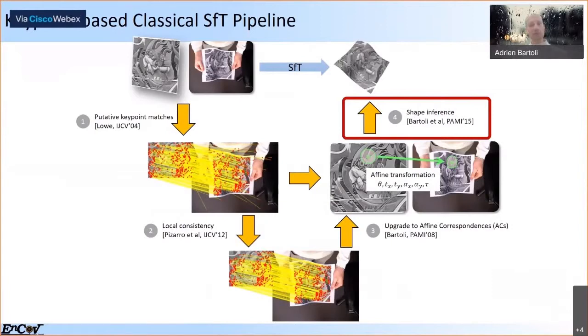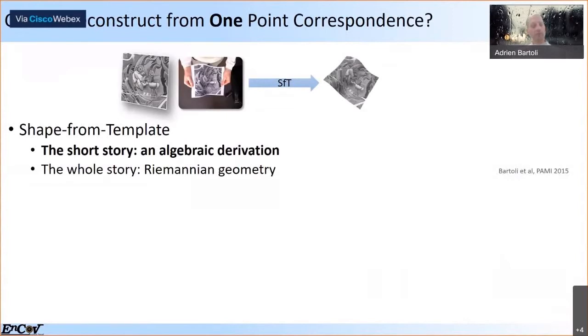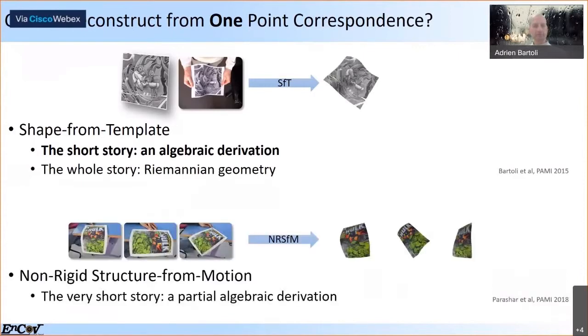And I'm going to now discuss the theoretical foundation of how it's possible to do this very local reconstruction, this shape inference process. So I'm going to present this one-point reconstruction theory very briefly by giving an algebraic derivation. If you're interested in the details, this is of course provided in the papers, and this is based on Riemannian geometry. And then I'll speak about the extension of these to non-rigid structure from motion.